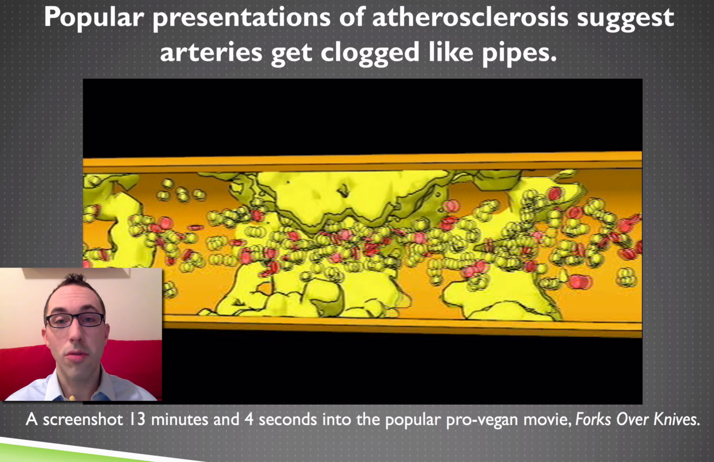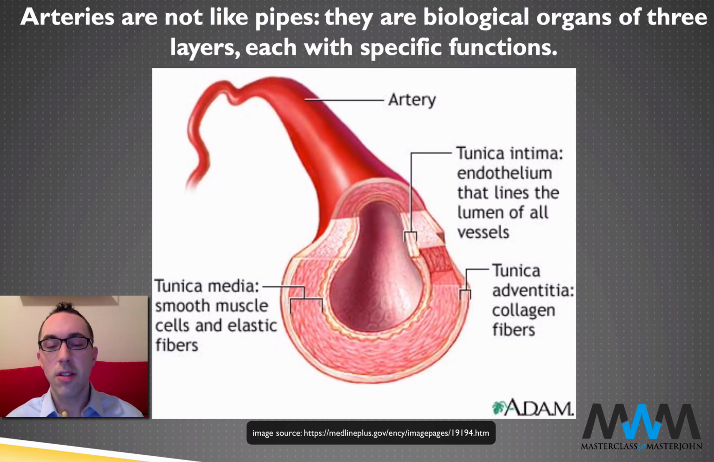Actually, arteries are nothing like pipes. Shown here is a more realistic technical explanation of what an artery looks like. You can see that it's composed of 3 biologically active layers. The lumen is the area inside, and this is where blood flows through. We're now looking at a cross section where we can see 3 key layers.